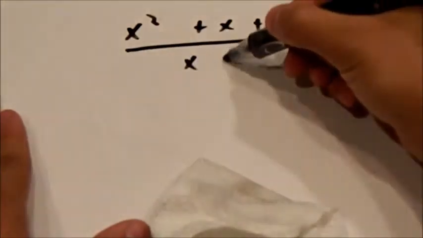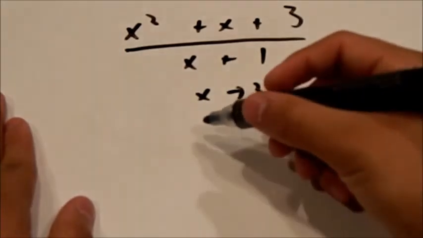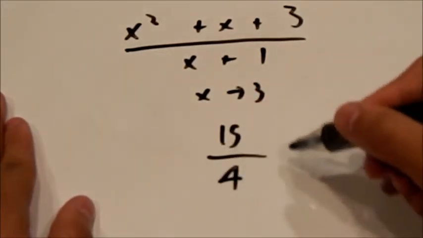With this, you can evaluate the limit as x approaches 3, plug 3 back into the formula, and you're left with 15 over 4. And that is your limit.